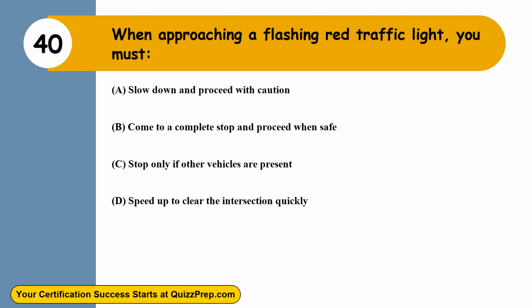Question 40. When approaching a flashing red traffic light, you must: option A, slow down and proceed with caution; option B, come to a complete stop and proceed when safe; option C, stop only if other vehicles are present; option D, speed up to clear the intersection quickly.